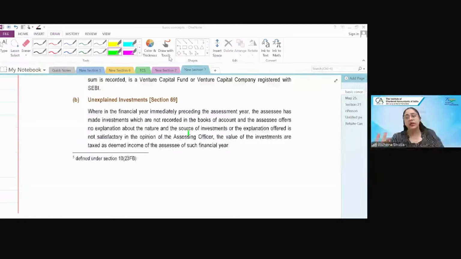If you have recorded it partly and recorded less, that goes under 69B. If you have not recorded at all, that goes under this particular section, which is 69.